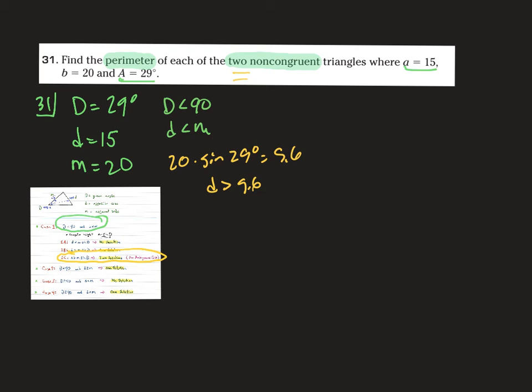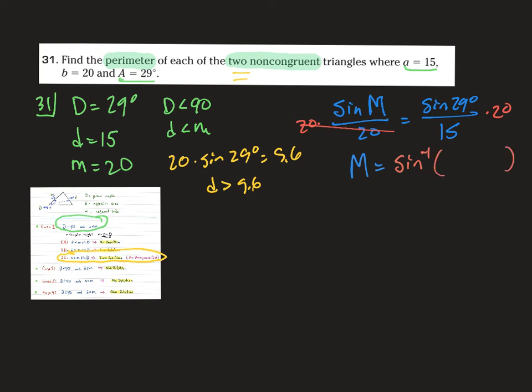Okay, let's get the first triangle, and that'll be when we solve for angle M. So the sine of angle M over 20, side M, equals the sine of 29 over side D, which is 15. Multiply both sides by 20, and then I'm going to do the inverse sine on this calculation. So the angle is going to be the inverse sine of, and the calculation gives me 0.6464. And the inverse sine of that is about 40.3 degrees.